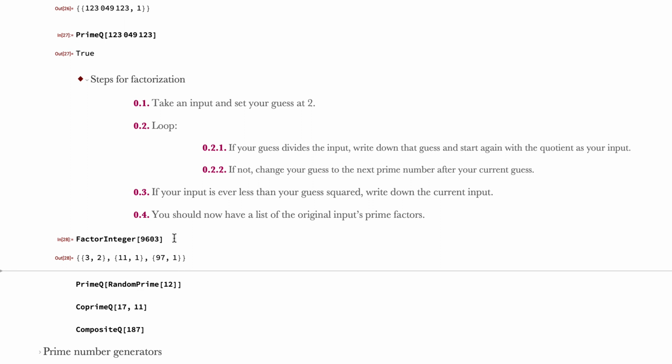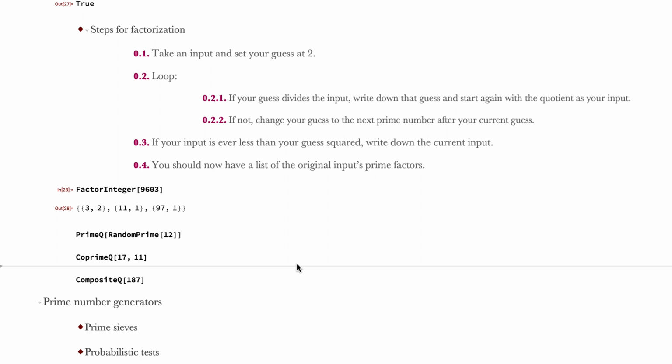Here, we could go through these steps over and over and over again to get the prime factorization of 9,603, or we could just use the FactorInteger function in the Wolfram language to get it immediately. Here, it retrieves {3, 1}, {11, 1}, and {97, 1}, because the prime factorization of 9,603 is 3 times 11 times 97.